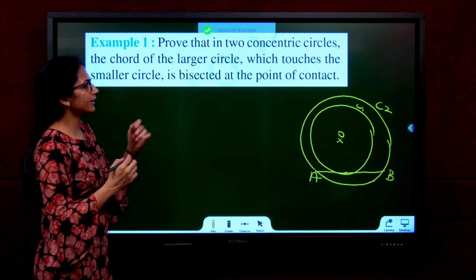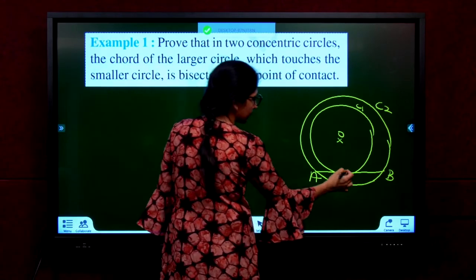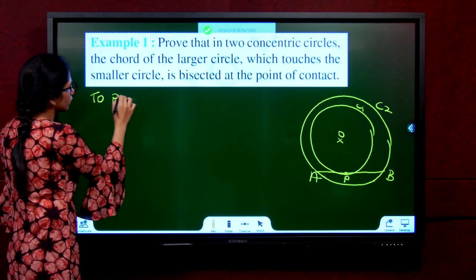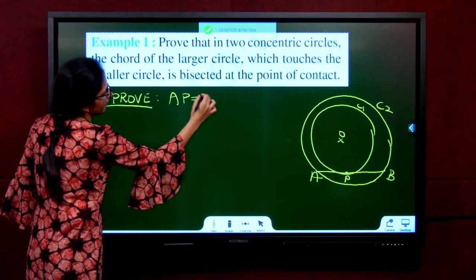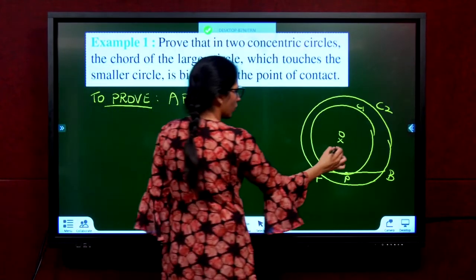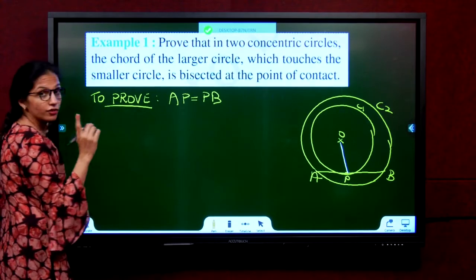It is bisected at the point of contact. That means AP is equal to PB. You have to prove AP equals PB. How? If I join O and P, it becomes a radius, yes? For what? For circle 1.